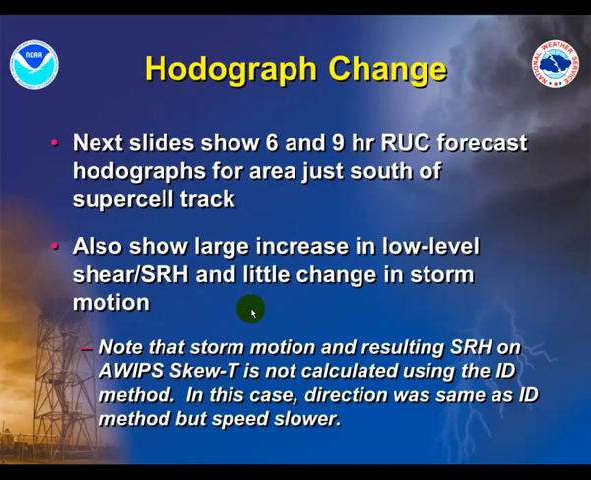I'm also going to show that on a 6 and 9 hour forecast from the RUC, showing the area just south of the supercell track, looking at the hodograph there. This also shows a large increase in low-level shear and storm relative helicity with little change in storm motion. So note the storm motion and the resulting storm relative helicity is not calculated in AWIPS using the ID method. But in this case, the direction was the same as the ID method, just a little slower.